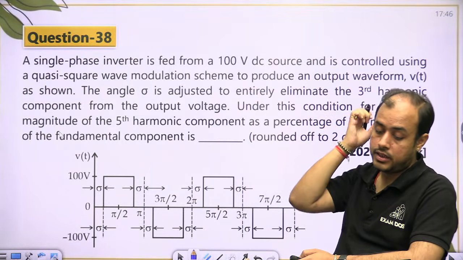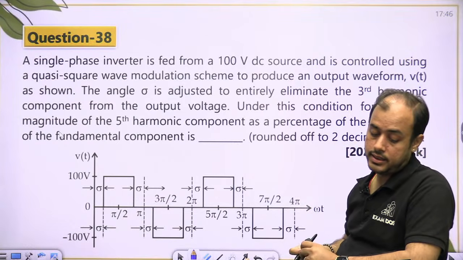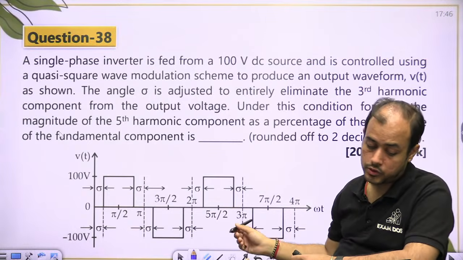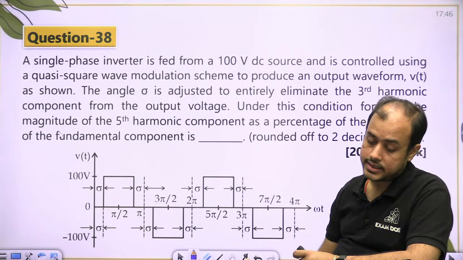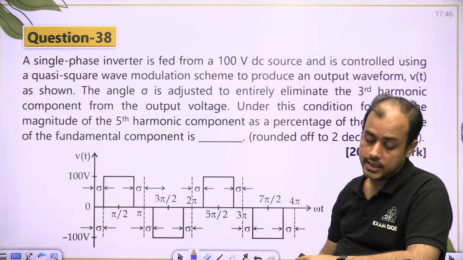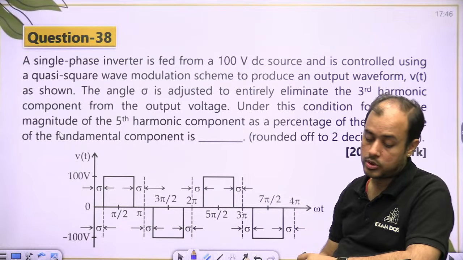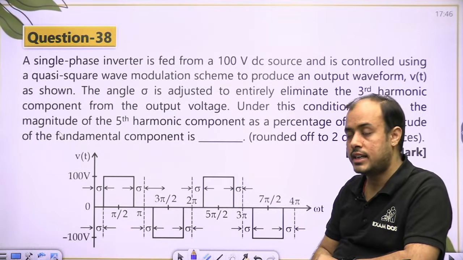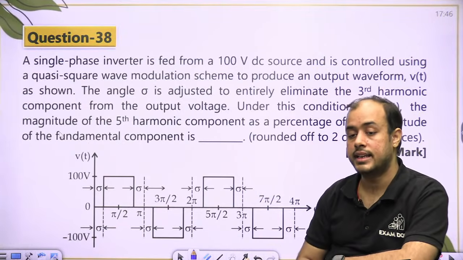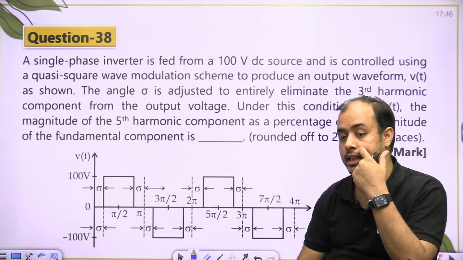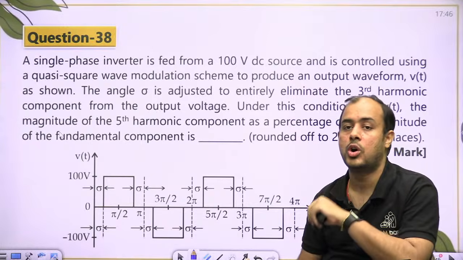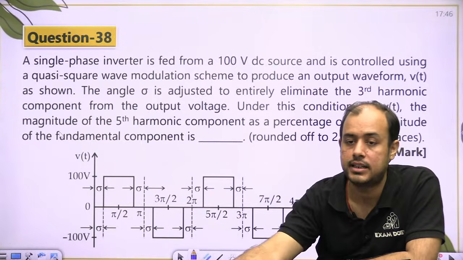A single phase inverter is fed from 100 volt DC, is controlled by a quasi square wave modulation scheme to produce VT. Angle sigma is adjusted to entirely eliminate the third harmonic. Under this condition of VT, find the magnitude of fifth harmonic as a percentage of fundamental. This is also single pulse modulation, but it is saying that we have adjusted sigma to eliminate third harmonic. Now you want to find the ratio of fifth harmonic and the fundamental.